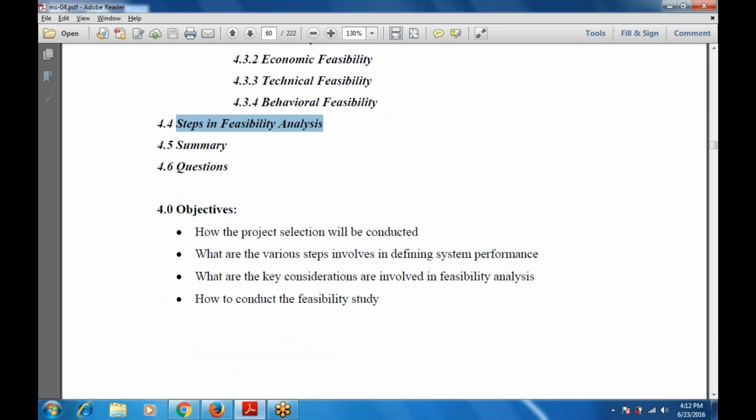Then, what are the various steps involved in defining the system performance? That is, what are the various steps involved in defining the system performance, why we are using the system performance, and what are the various stages involved in defining it.